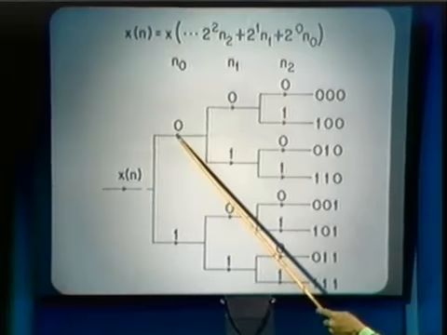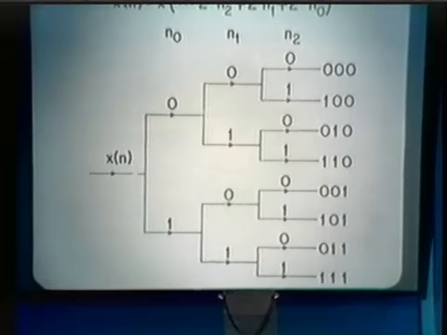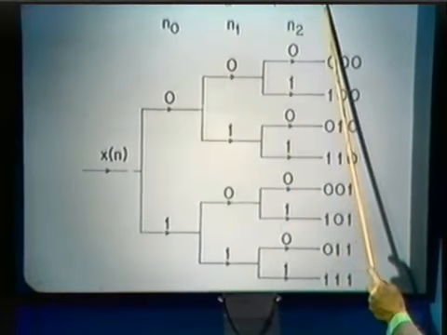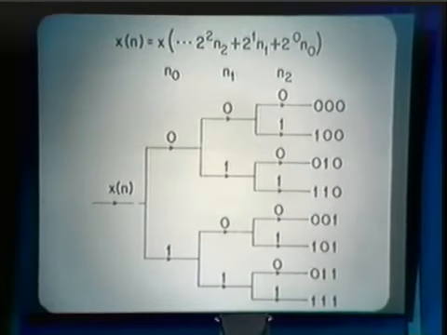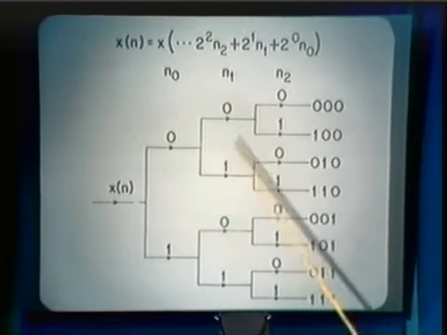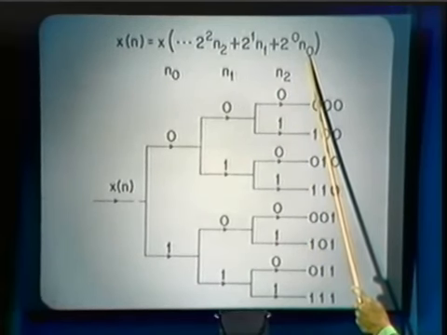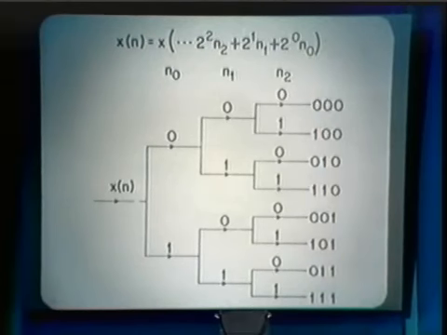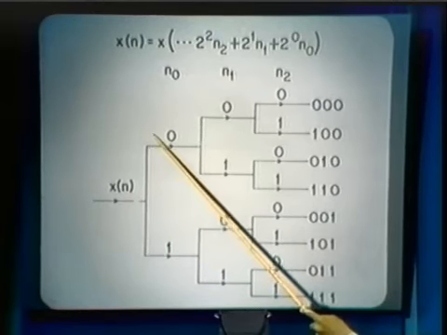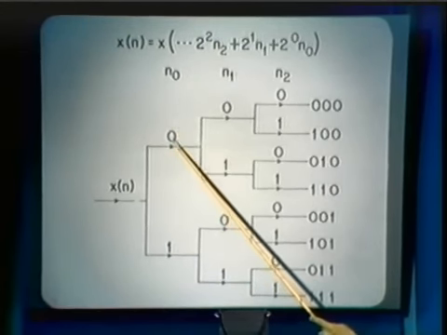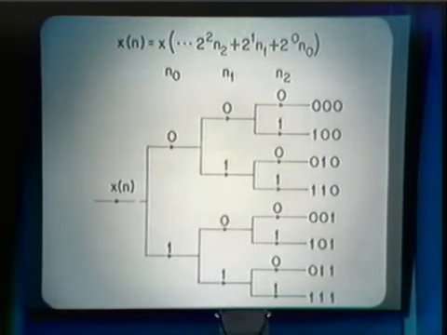Well, we started with the original sequence, and we divided that into two subsequences, one corresponding to the even-numbered points, the second corresponding to the odd-numbered points. If you look at the binary representation of the data index, you can identify the even-numbered points by the points for which the least significant binary bit is a 0, and the odd-numbered points for which the least significant binary bit is a 1. So we divided the original sequence into two subsequences. The top half all had 0 as the least significant bit. The bottom half all had 1 as the least significant bit.